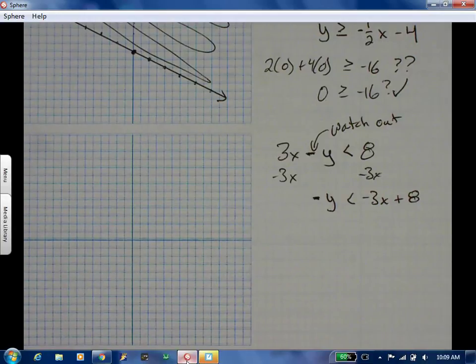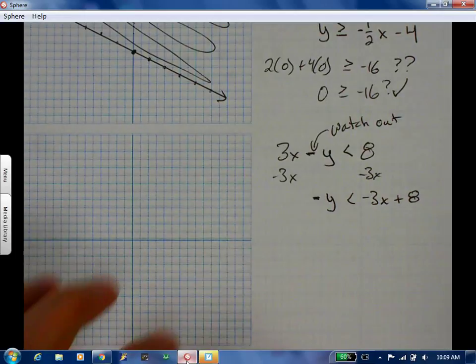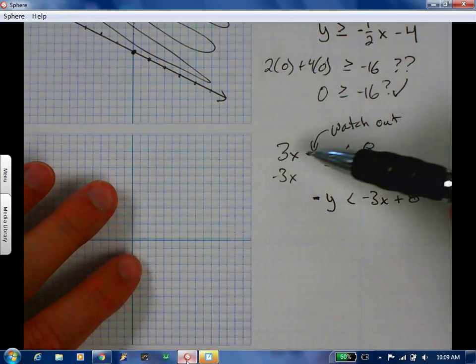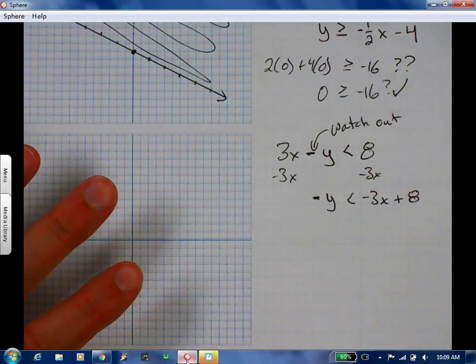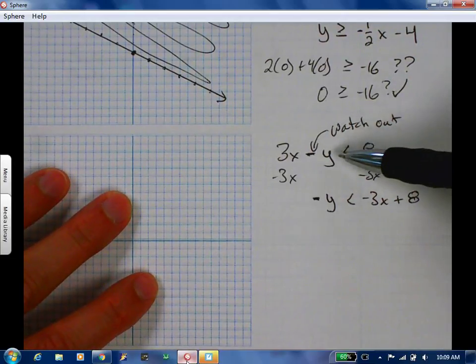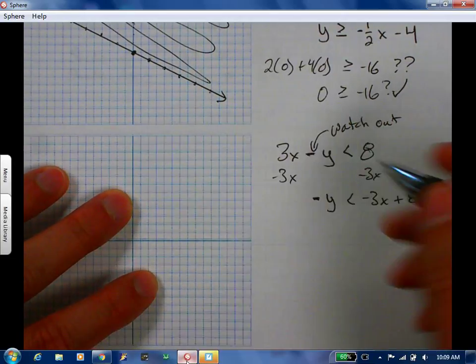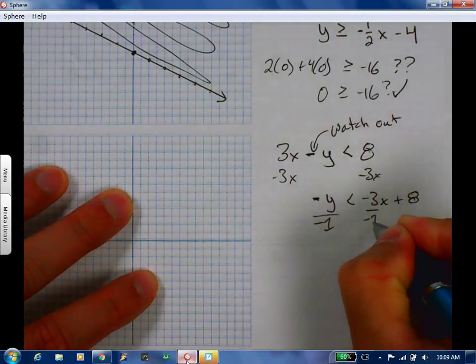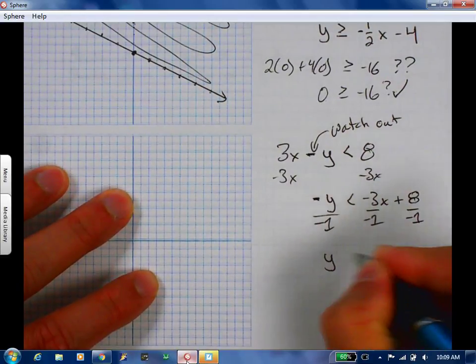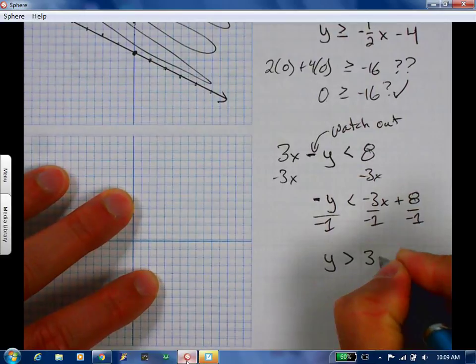So we have a negative 1 in front of the y. We're going to divide by negative 1. What happens to this less than sign when you divide by negative? Okay. So this is where you want to be careful if you're using the shortcuts. If you remember them all, opposite of a over b, it wouldn't work out here because when you divide by negative y, negative 1, it flips everything around. So y is greater than 3x minus 8.